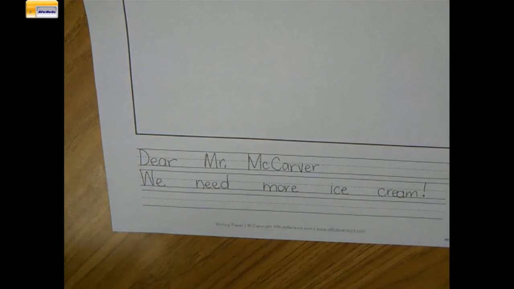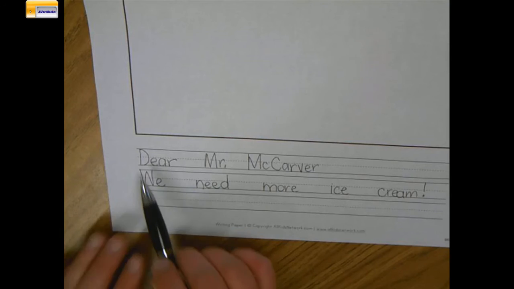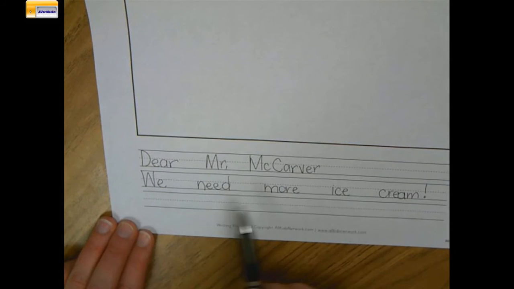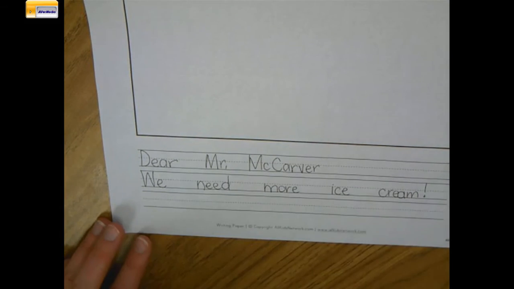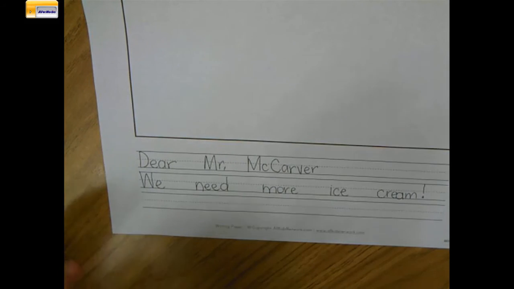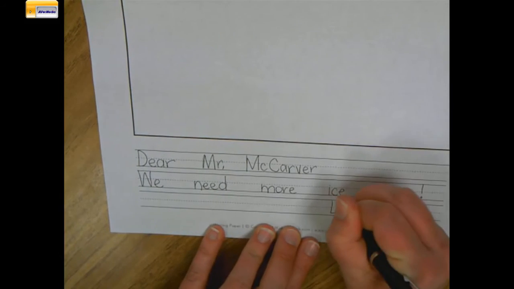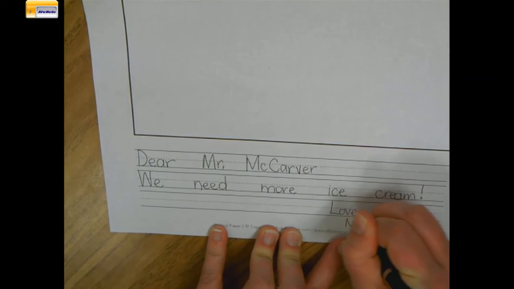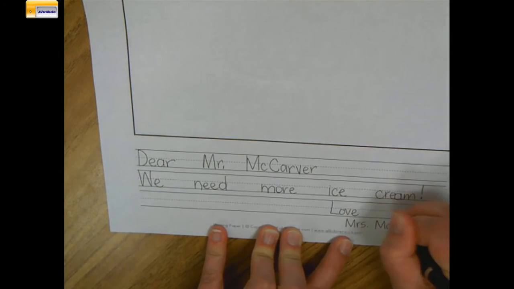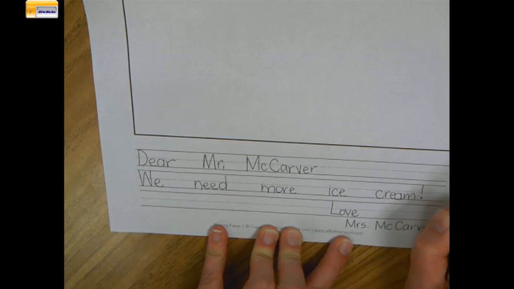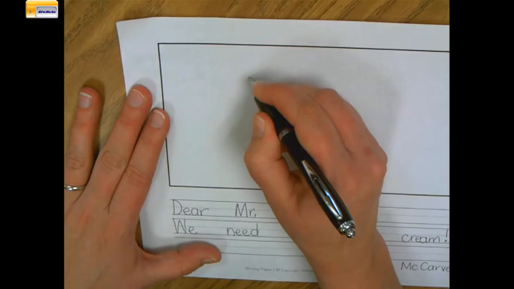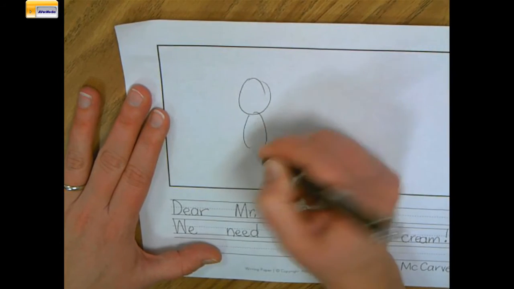Okay, and then we talked about signing our letter. That was what came at the end, so they know who it's from. Dear Mr. McCarver, we need more ice cream. I need to tell him who needs this ice cream. It's me, Mrs. McCarver. Maybe if I say love at the bottom, he'll buy me some. So I'm going to write love, Mrs. McCarver. And draw a picture of myself.